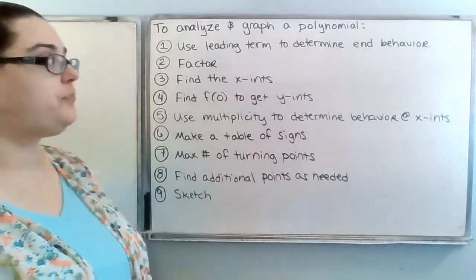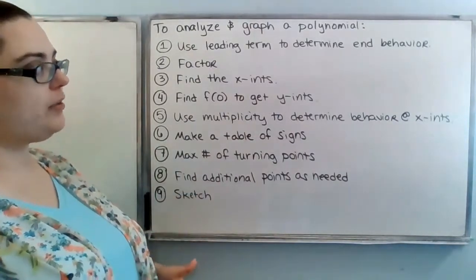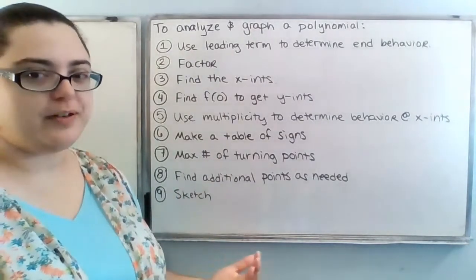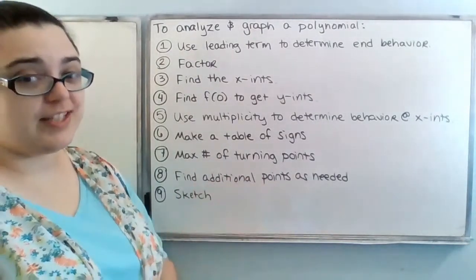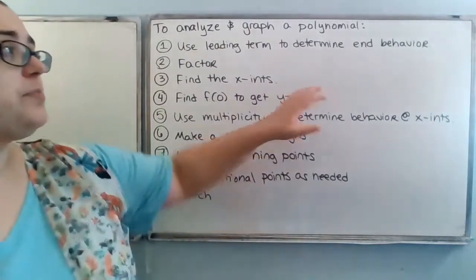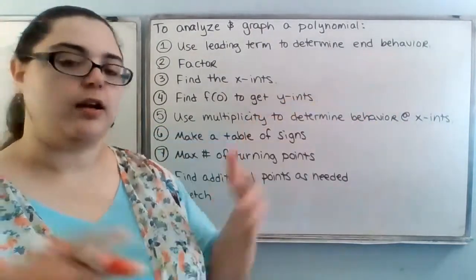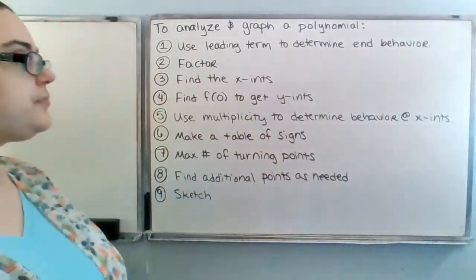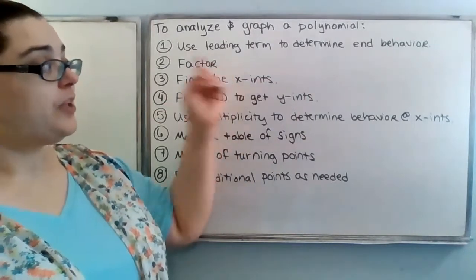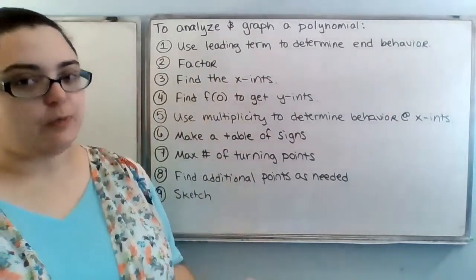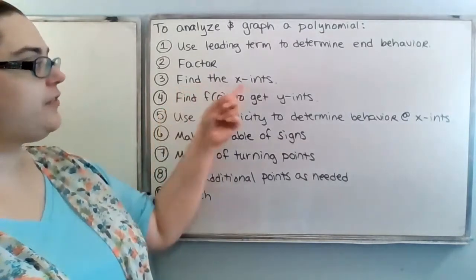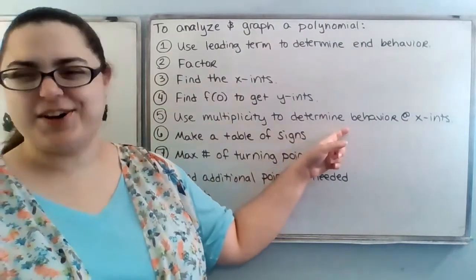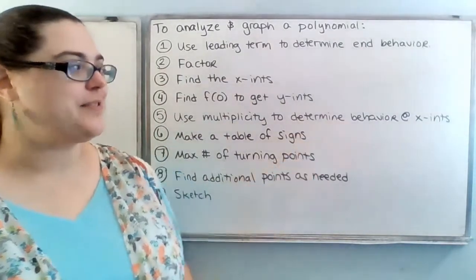So when I go to analyze or graph a polynomial, first, I'm going to find the leading term because it's usually pretty easy to find. Even if I'm in factored form, the leading term is one of the first things I can identify. And that helps me to determine the end behavior, whether it's going to go up on both sides, or up on one side and down on the other, or down on both sides. Then I'm going to factor. When I factor a polynomial, the reason I want it in factored form is so that I can easily find the X-intercepts and use the multiplicity to determine what happens at those X-intercepts.